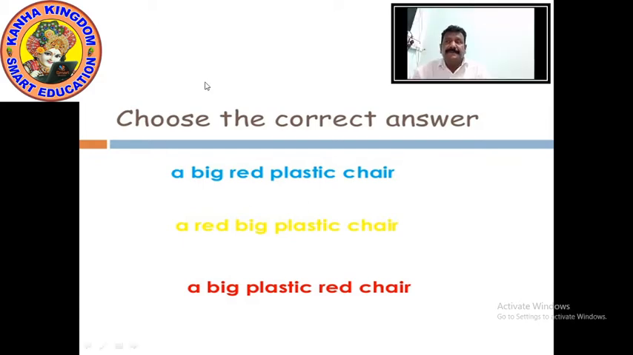So now choose the correct answer. Here we are talking about order of adjectives. We are talking about the sentences here. Which is correct? You need to find out. A big red plastic chair. A red big plastic chair. A big plastic red chair.